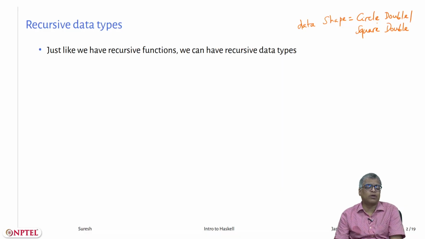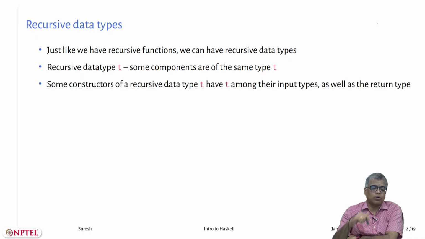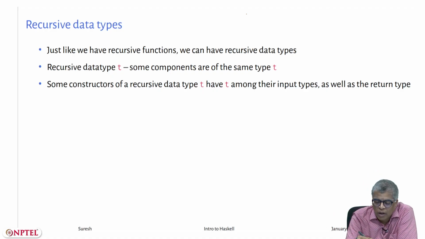Just like we have recursive functions, we can also have recursive data types. A recursive data type is one where some components are of the same type T. So some constructors of a recursive data type have T among their input types as well as the return type, because remember, no matter what, the return type will be T.